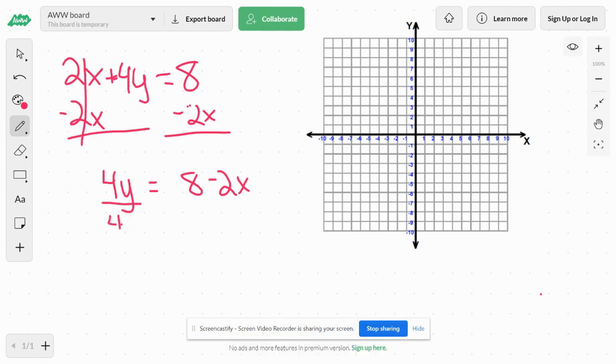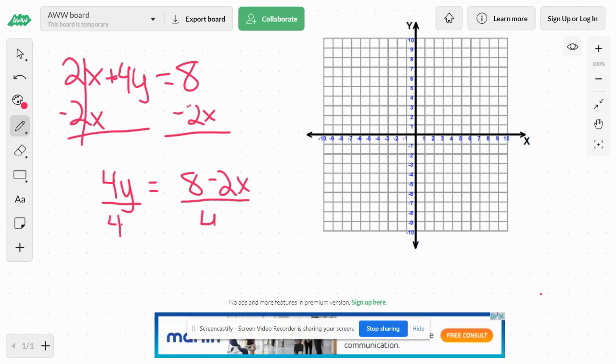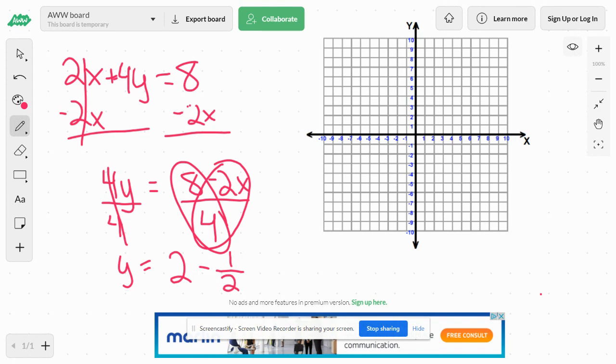I'm going to divide by 4 on both sides. Here, 4 just cancels, and now I do have y alone. On the right side, everything needs to be divided by 4. So 8 divided by 4, that's 2. And then negative 2x divided by 4. Well, the negative 2 over 4 part, think about that like a fraction. Negative 2 over 4 simplifies to negative 1/2, and then the x just comes along with it.